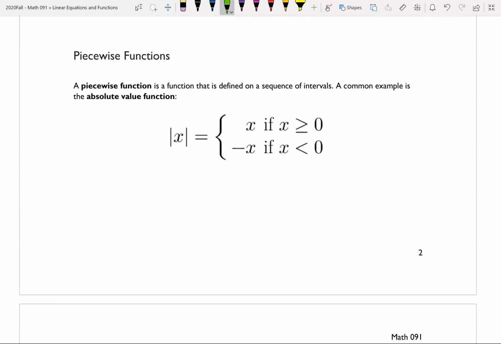So let's formally define what a piecewise function is. It is a function that is defined on a sequence of intervals, and one of the most common examples that we see in math is the absolute value function. You've probably seen this function in a previous math class where you take the number inside of the absolute value symbols and just make it positive. Well, this is a more formal definition.